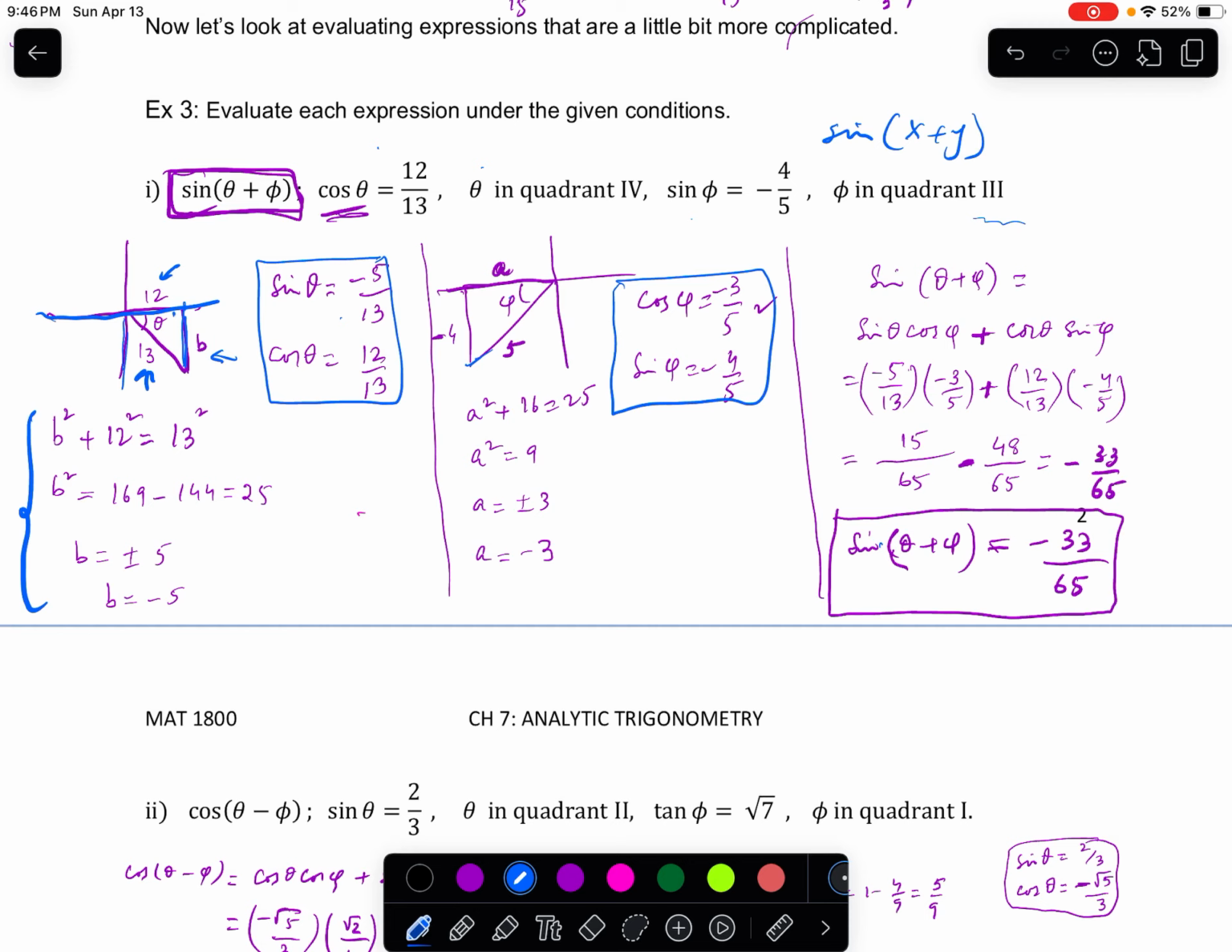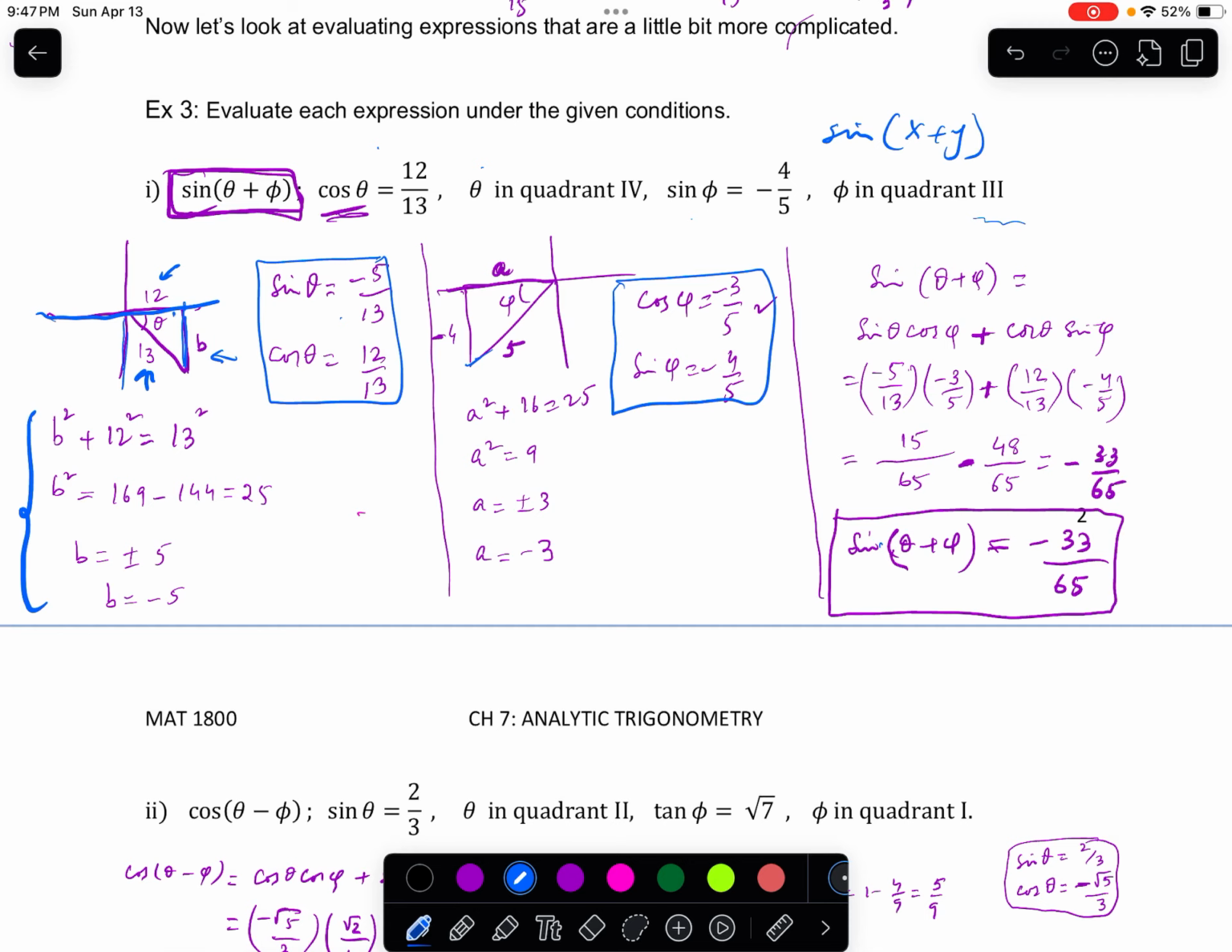Once we have all three sides of the triangle, we can write any trig ratio or trig function value. Cosine of theta was given, so I needed sine of theta, which will be negative 5 over 13. In the same way, we go to the other angle, phi, and we are given that the sine of phi is equal to negative 4 over 5, and phi is in the third quadrant.